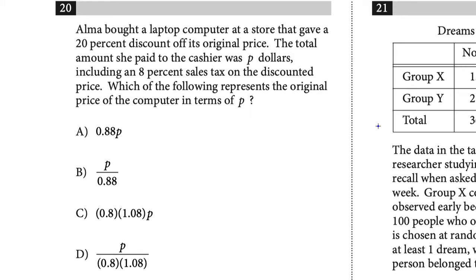All right, number 20. Quiet raised hand to read. Who can read this to the class for XP? Andres, go for it. Alma bought a laptop computer at a store that gave a 20% discount off its original price. The total amount she paid to the cashier was P dollars, including an 8% sales tax on the discounted price. Which of the following represents the original price of the computer in terms of P?